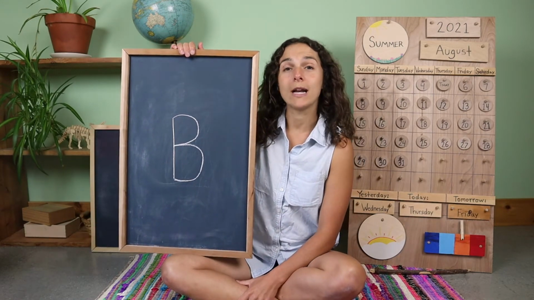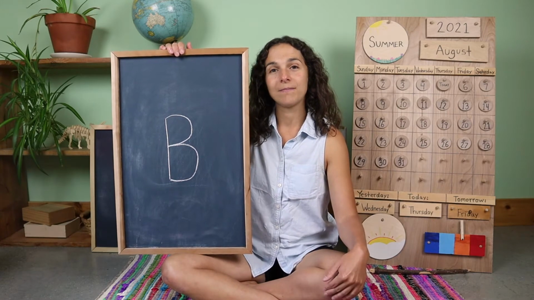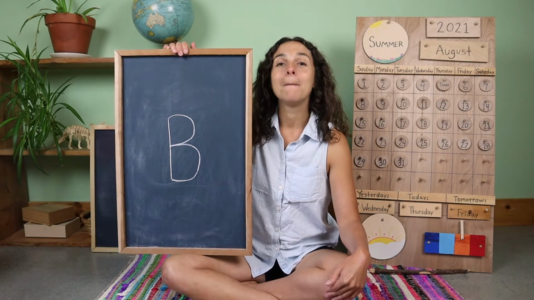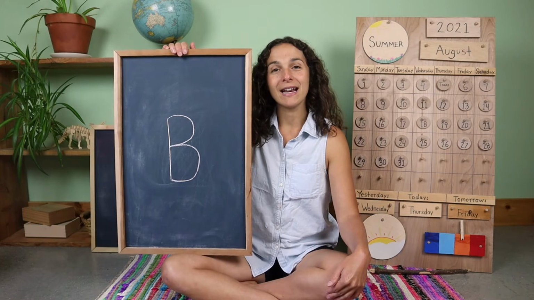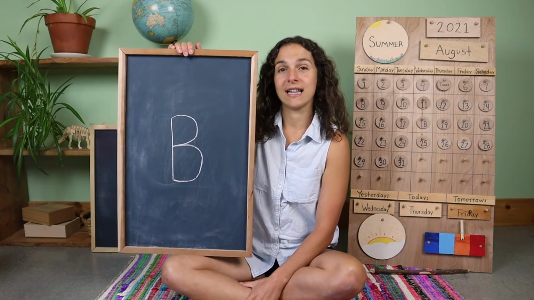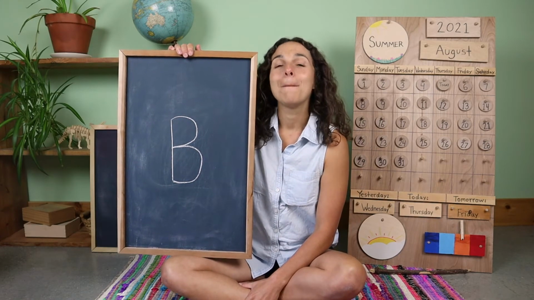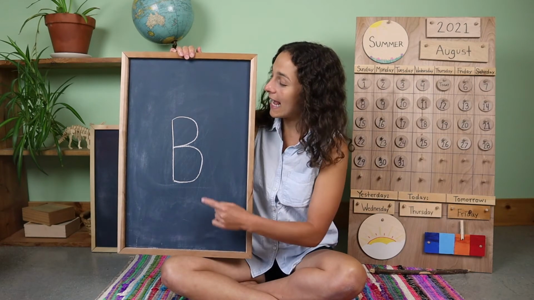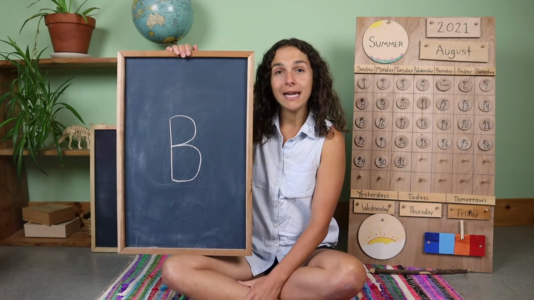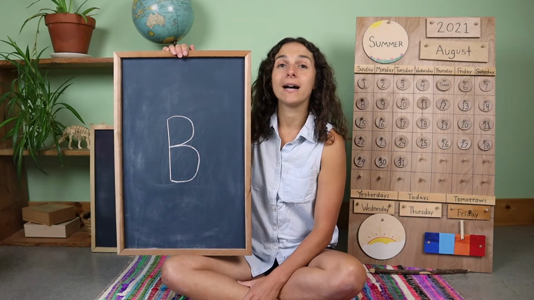Can you tell me what sound this letter makes? B. B. That's right. And what uppercase letter is this? B. This is a capital or uppercase B. B says B.